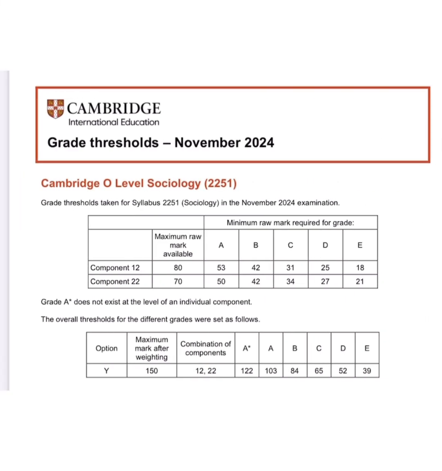Moving to the next subject, that is sociology. For O-level sociology, there are two components, P1 and P2. You need to score 53 out of 80 and 50 out of 70 to get an A, and for combining those you need to get 122 marks to get an A star and 103 marks to get A.